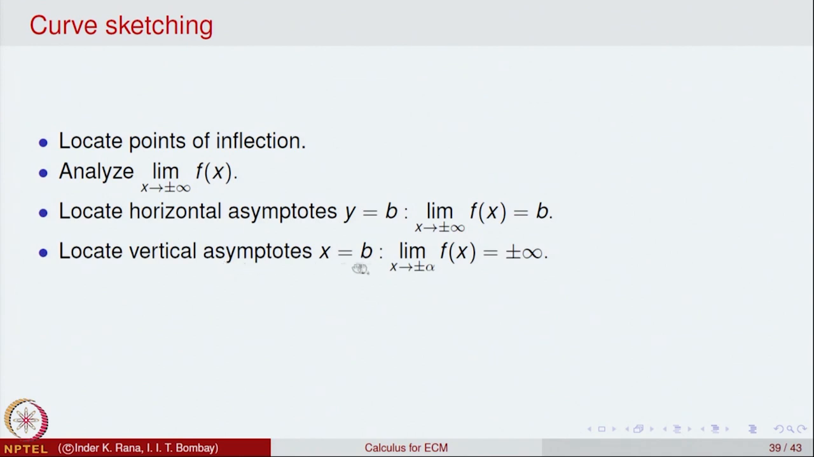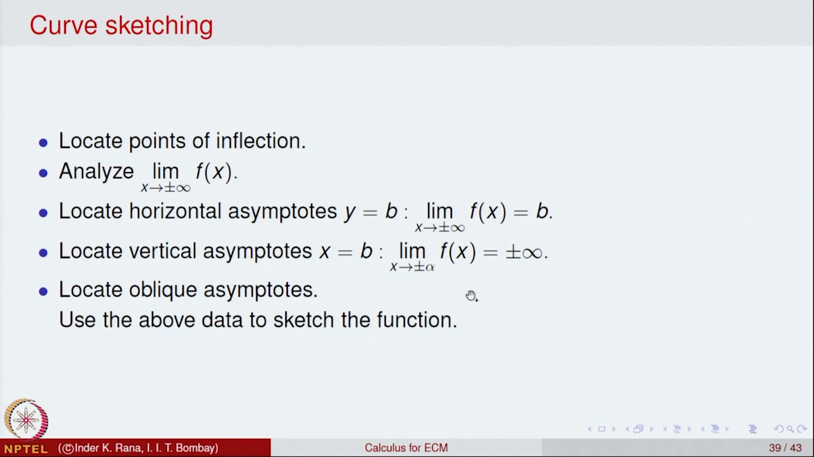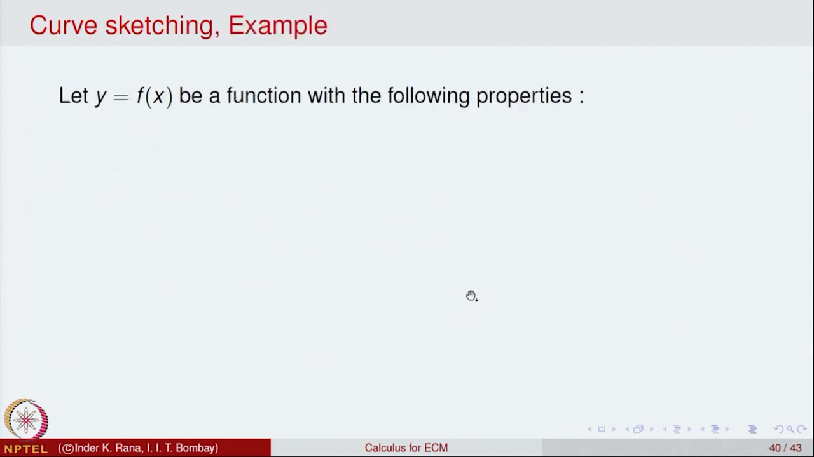This will give you plus infinity or minus infinity. This is the nature of the function as x goes to plus infinity or minus infinity. If it happens to be going to plus infinity or minus infinity, as x goes to plus infinity, this goes to 0. So, the vertical asymptotes will be there, and oblique asymptotes you should find, and use all the above data to sketch the graph of a function.